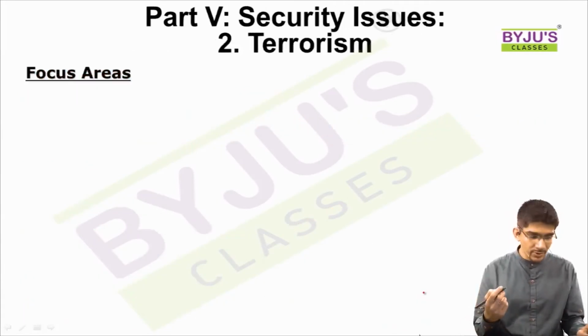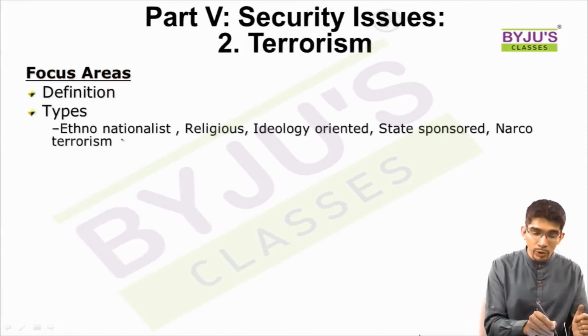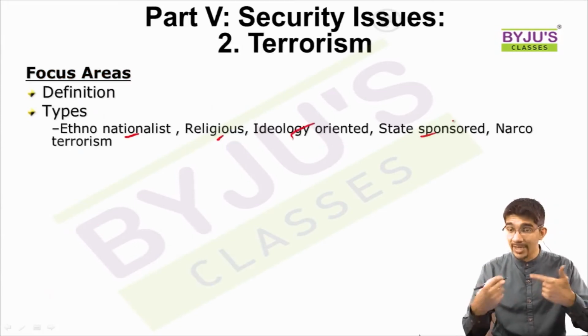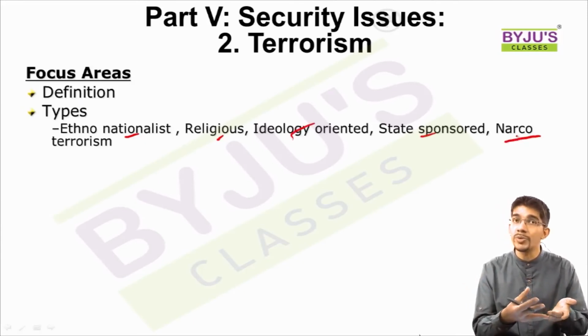Second is terrorism. So we have to know what terrorism is, what the different types of terrorism are, and what causes terrorism. It could be because of nationalist movements, religion could cause it, ideology could cause it, the state might sponsor it, it could be because of narcotics, because of the market. It could also be because of development.